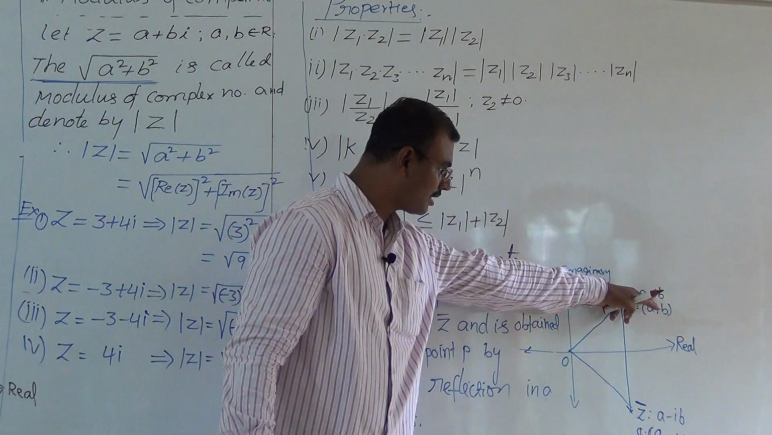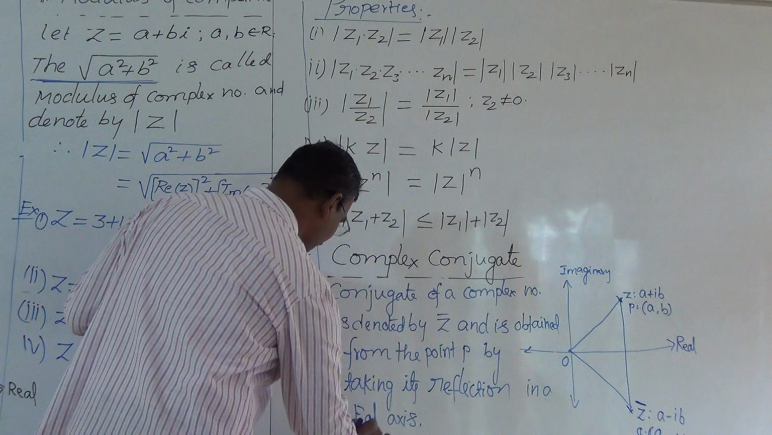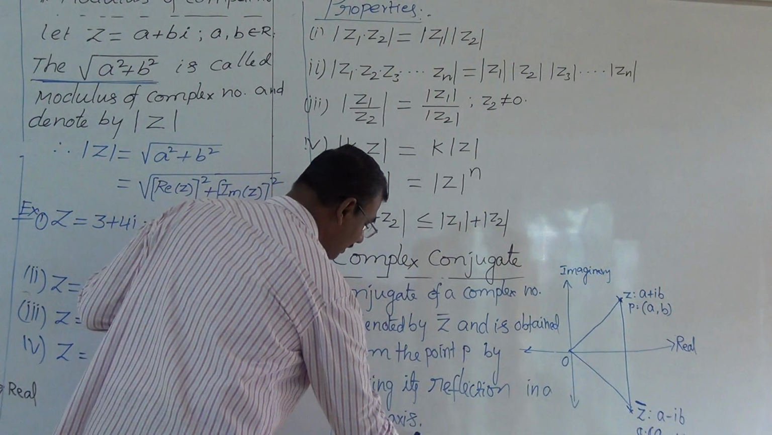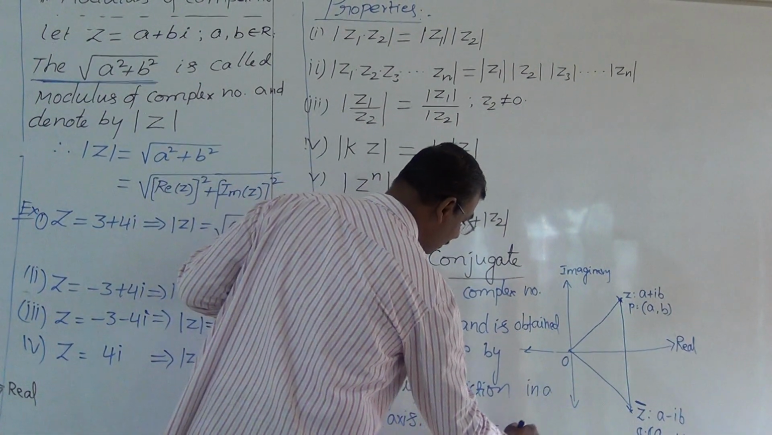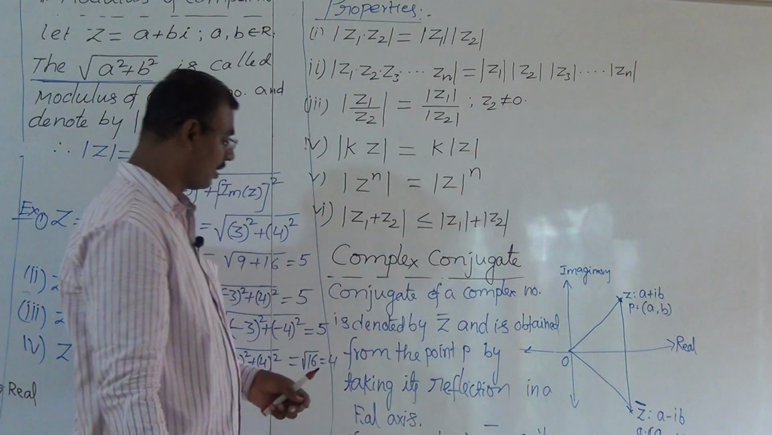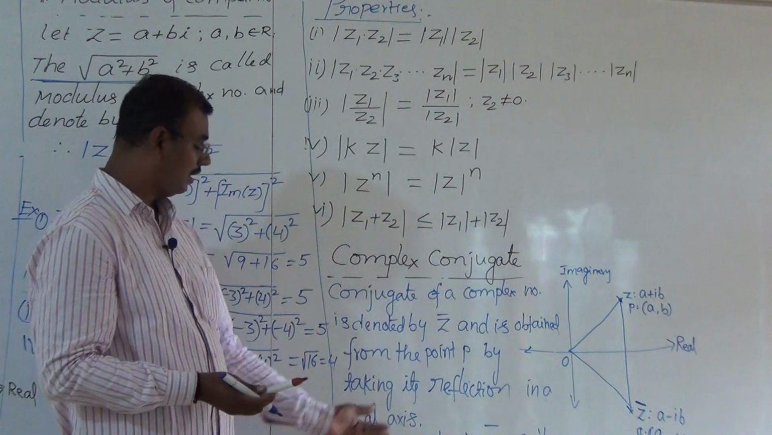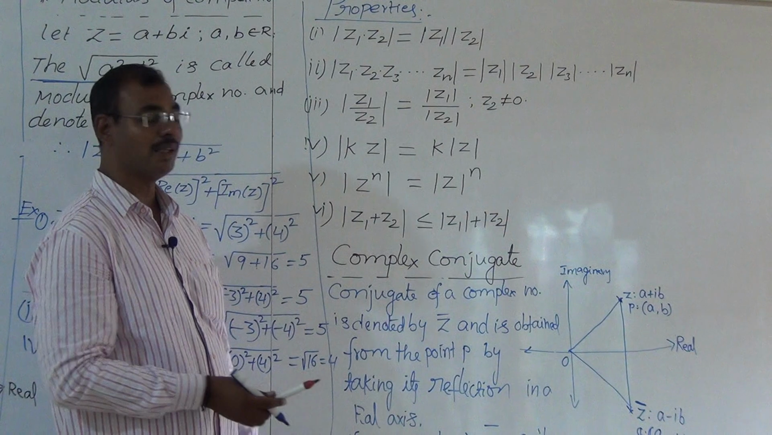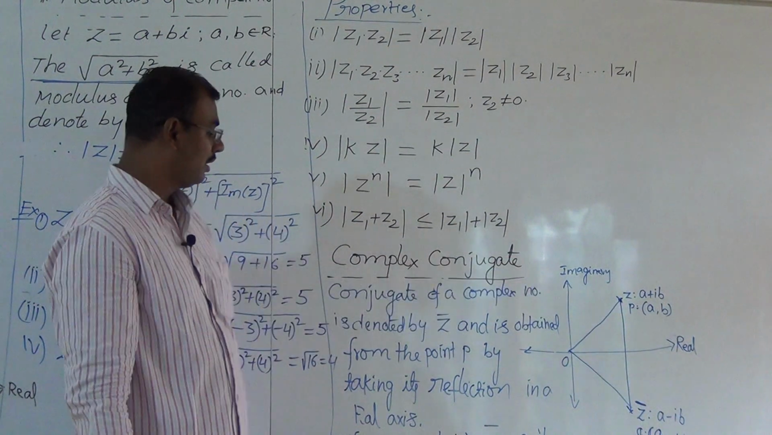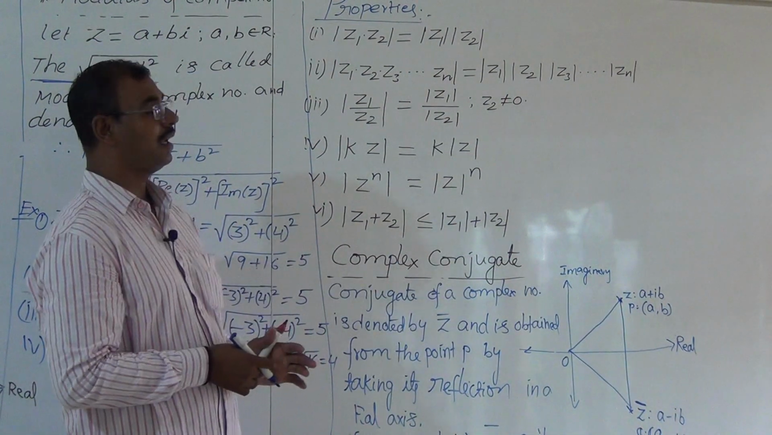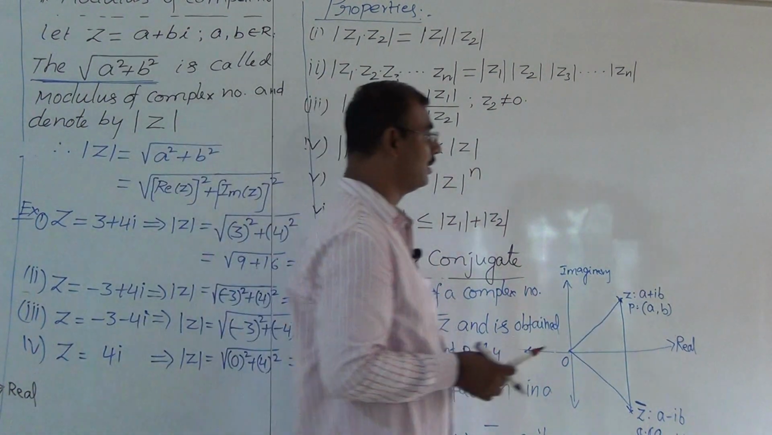Reflection: z is equal to a plus iota b, its image is a minus iota b. So if z is equal to a plus iota b, then z bar is equal to a minus iota b. Vice versa also, if z bar is equal to a minus iota b, then z is equal to a plus iota b, an if and only if condition. Suppose z is equal to a minus iota b, then z bar is equal to a plus iota b. The image is always formed by reflection. That is called the conjugate of a complex number.